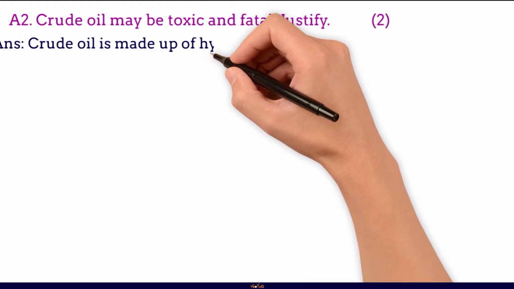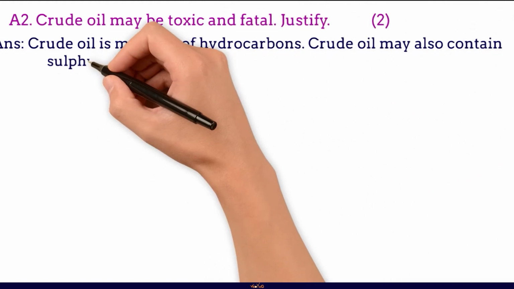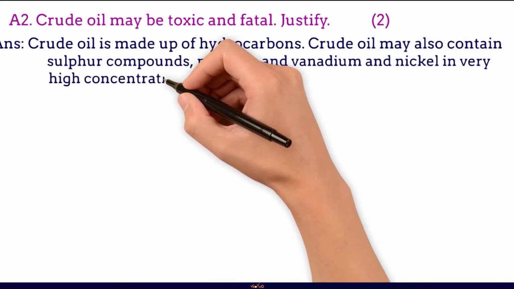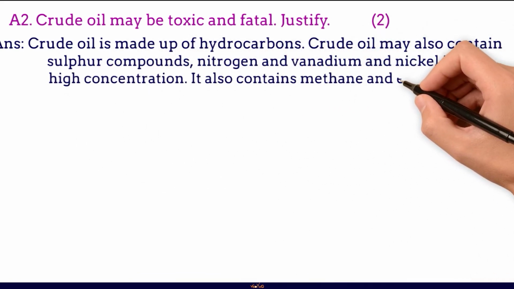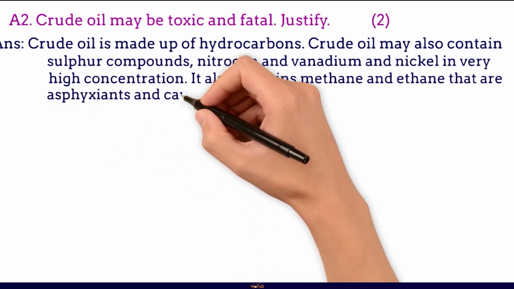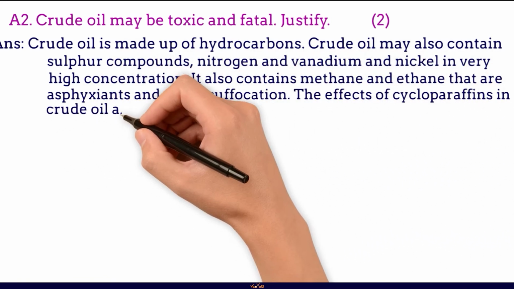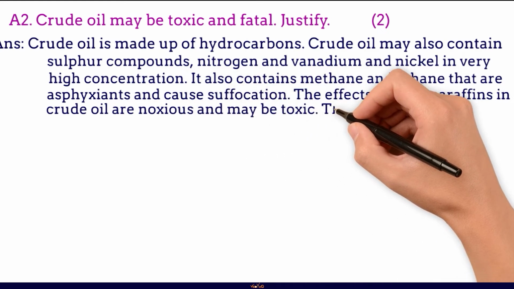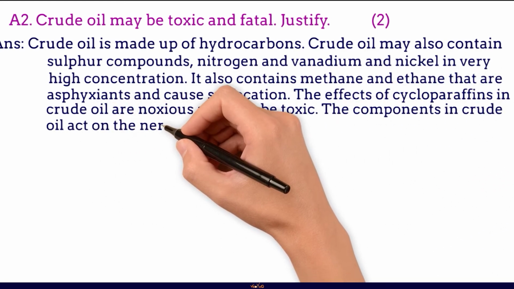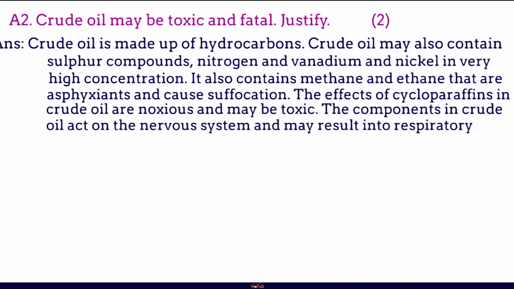Crude oil is made up of hydrocarbons. Crude oil may also contain sulfur compounds, nitrogen and vanadium and nickel in very high concentration. It also contains methane and ethane that are asphyxiants and can cause suffocation. The effects of cycloparaffins in crude oil are noxious and may be toxic. The components in crude oil act on the nervous system and may result in respiratory paralysis.